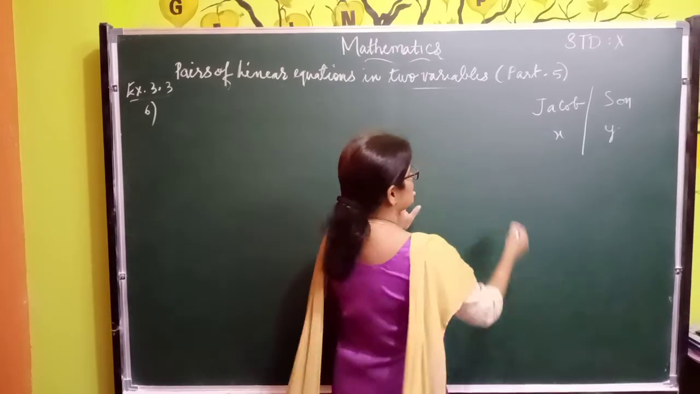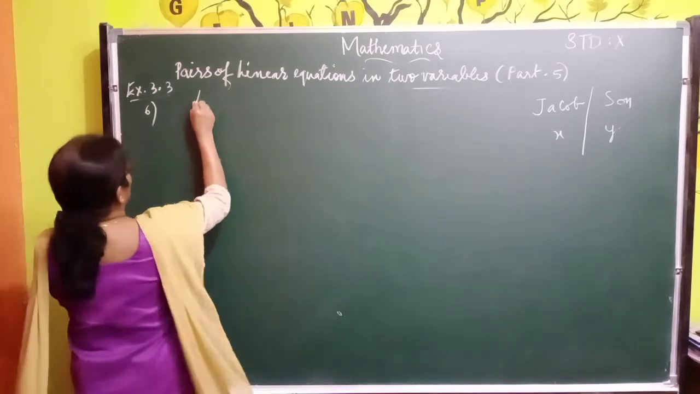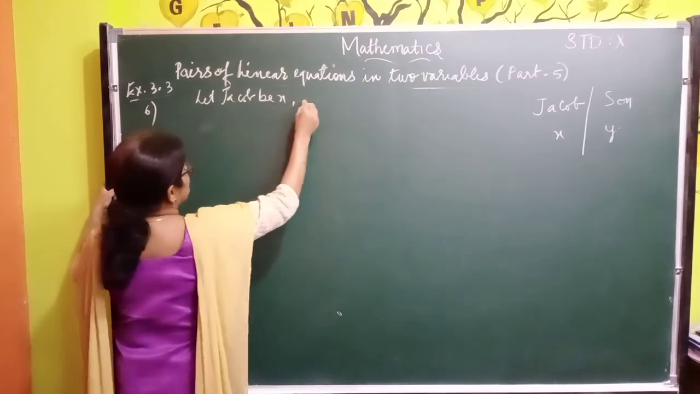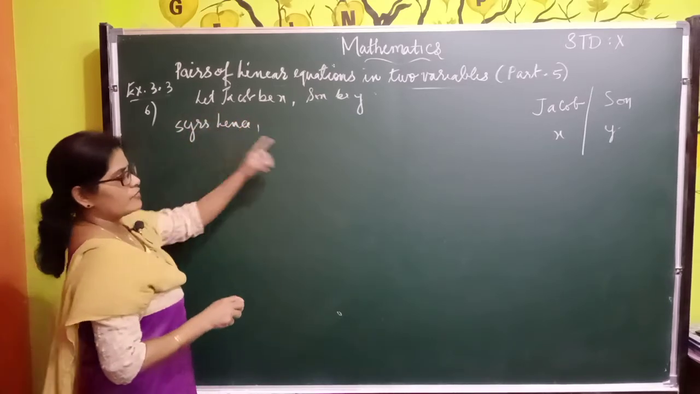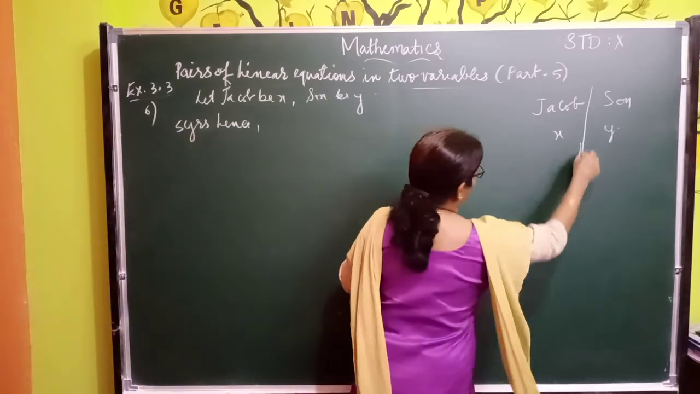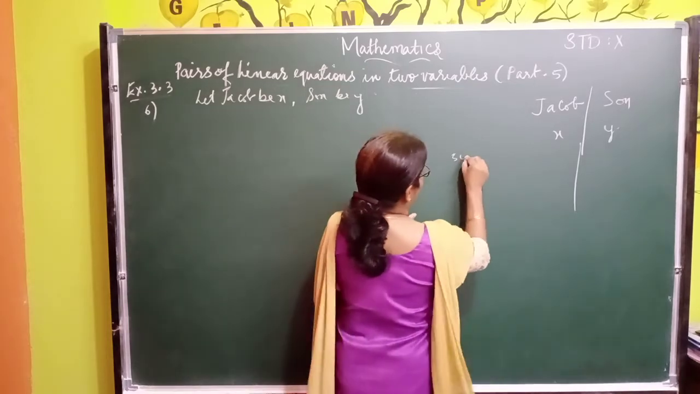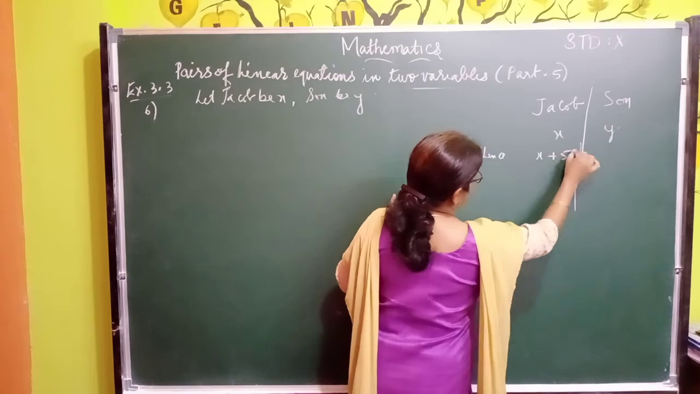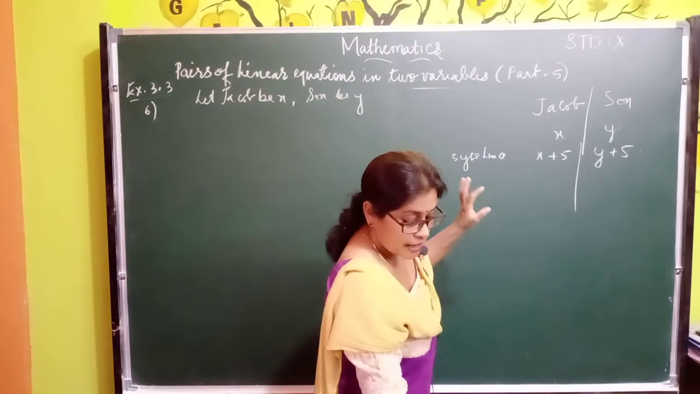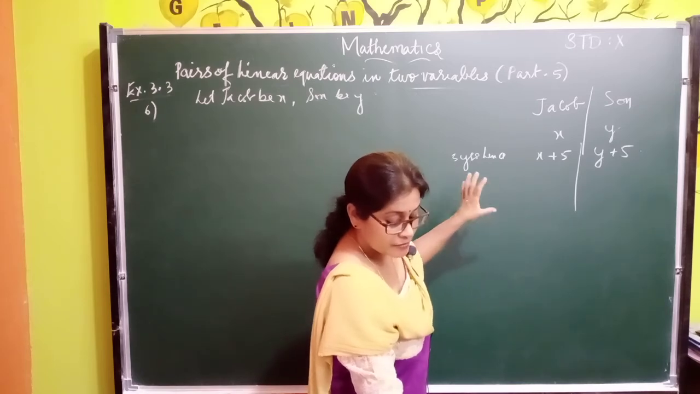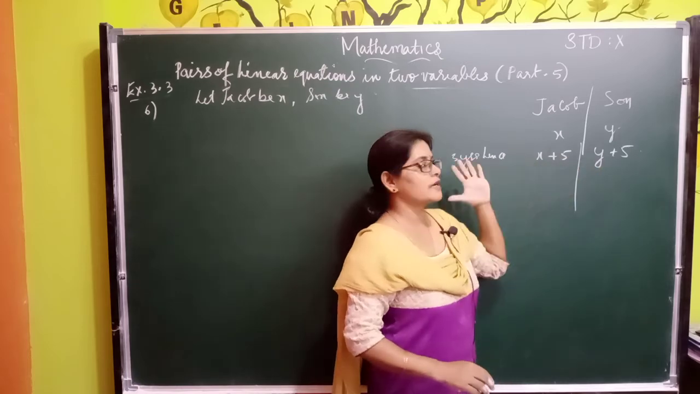5 years hence. So let us write. Let Jacob be X and son be Y. 5 years hence, Jacob will be X plus 5, and his son will be Y plus 5. Now, the age of Jacob will be 3 times that of his son.